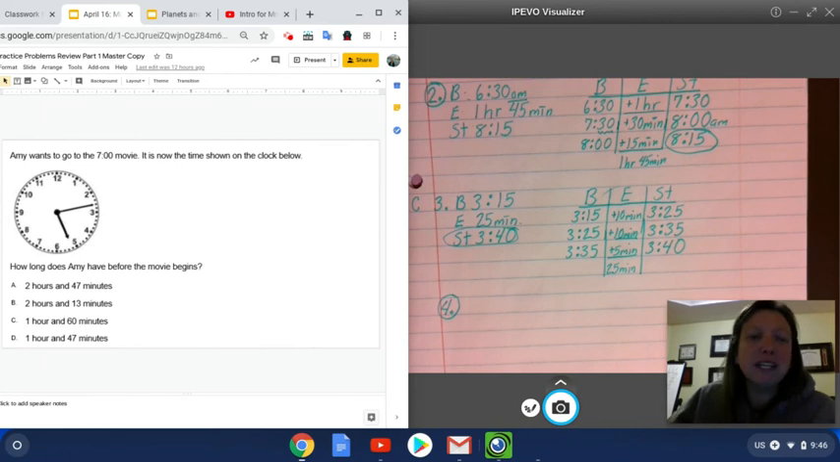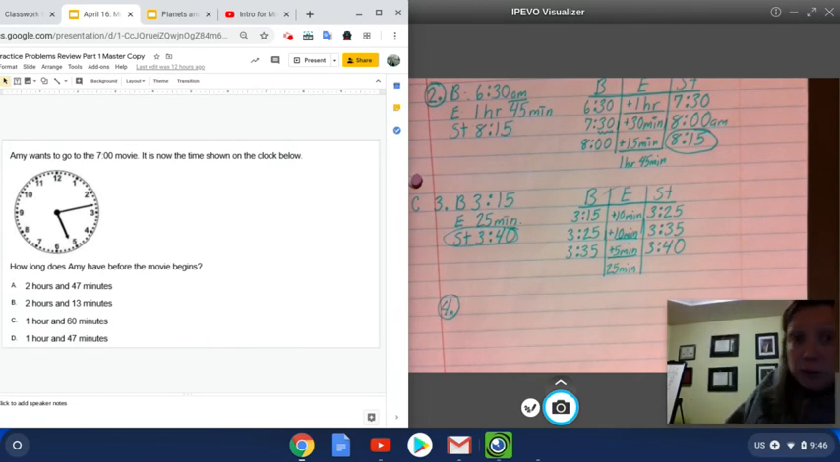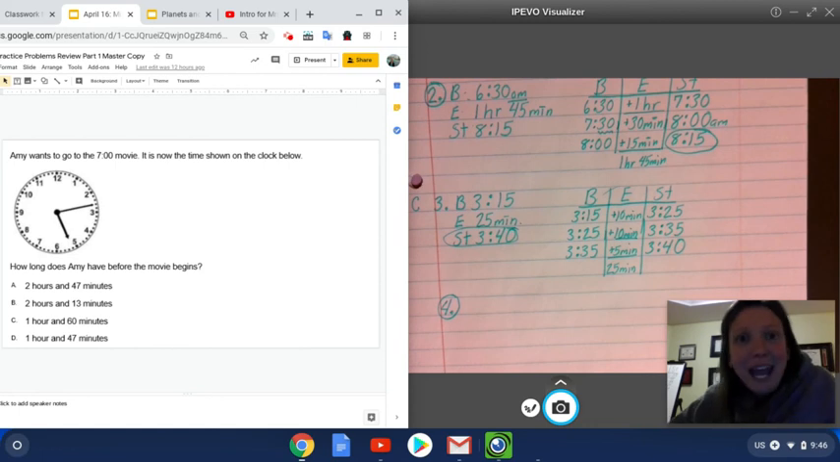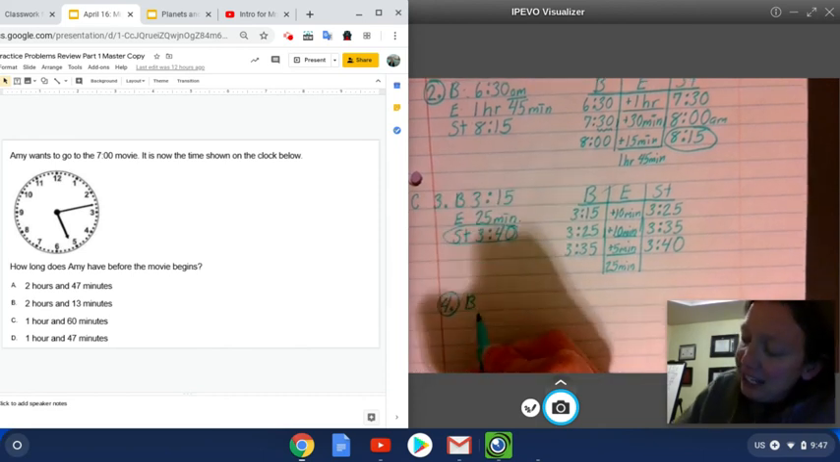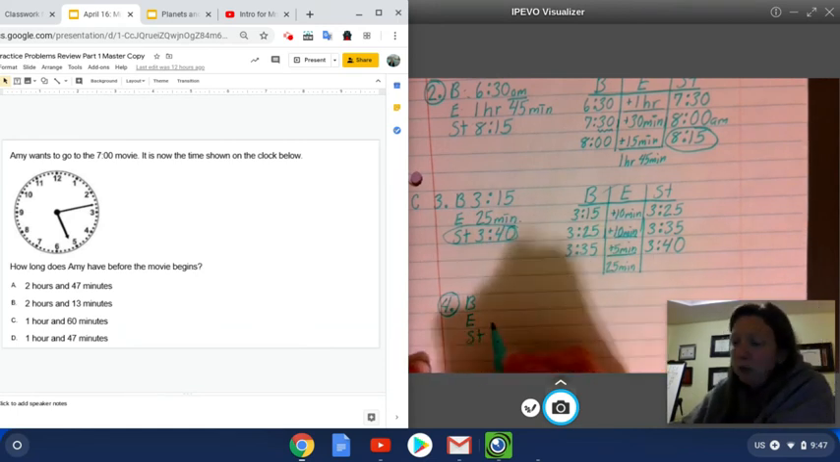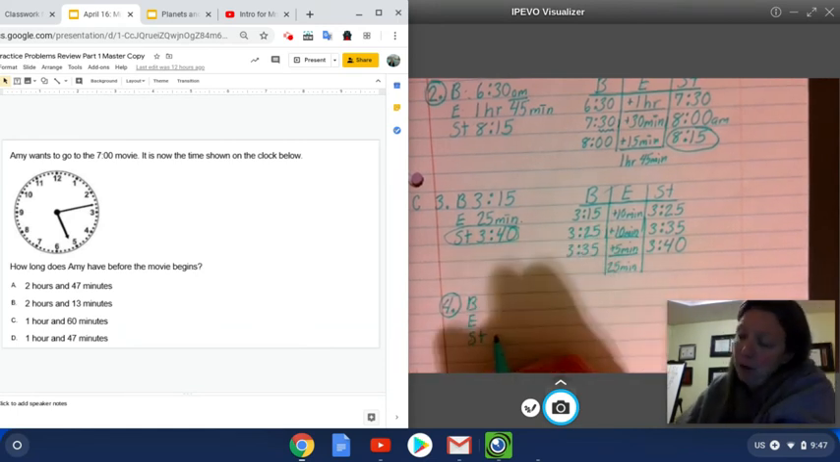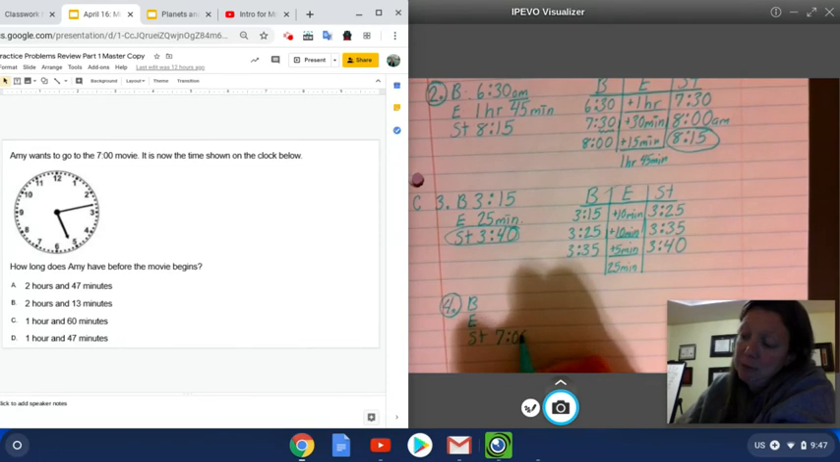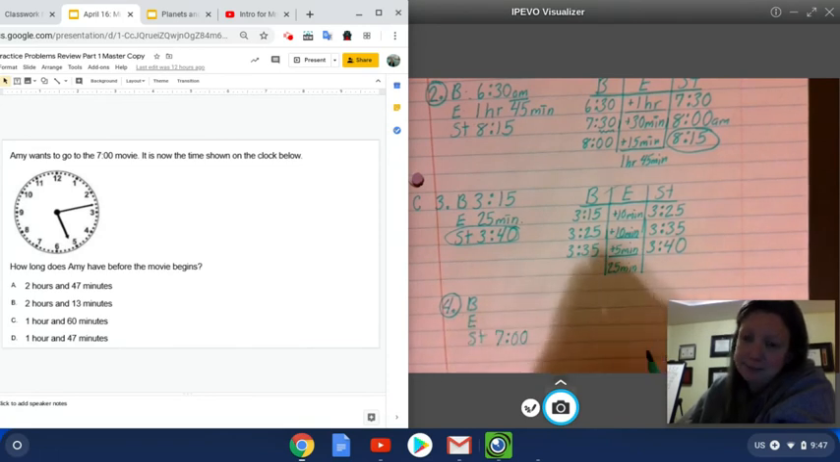So, what do you think if she wants to go to the movie at 7 o'clock? If it's saying that the time is now, the time shown on the clock, the time on the clock isn't going to be after 7, is it? No. So, what do you think is going to be our beginning time? Is it going to be 7 or the time on the clock? Great job. It's going to be the time on the clock is our beginning time. And we know, and if we look, we can see our answers. We're looking for elapsed time. Our stopping time is 7 because that's what time the movie starts.